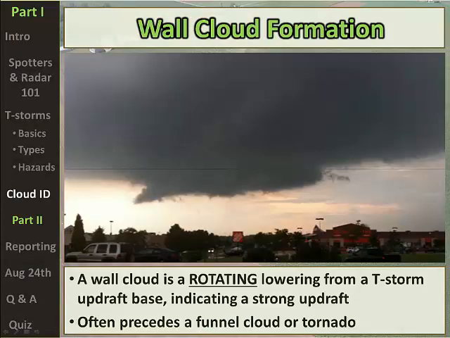The next cloud we're going to look at is the wall cloud. A wall cloud is a rotating lowering from a thunderstorm updraft base, indicating a strong updraft. Again, you have a broader area of updraft, but where your updraft is the absolute strongest is where you get this isolated lowering of that rain-free base. This is the wall cloud. Now, the wall cloud is important because it indicates your strongest updraft, and that strong updraft is what is really needed to form tornadoes. And often these wall clouds will precede a funnel cloud or a tornado.